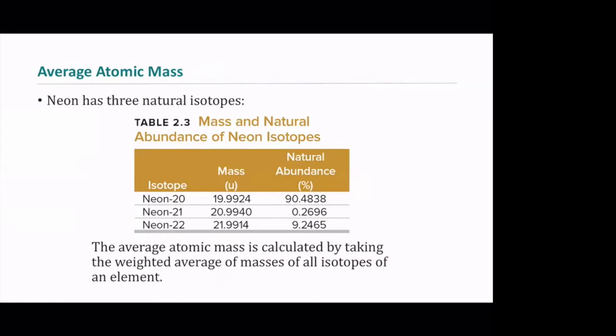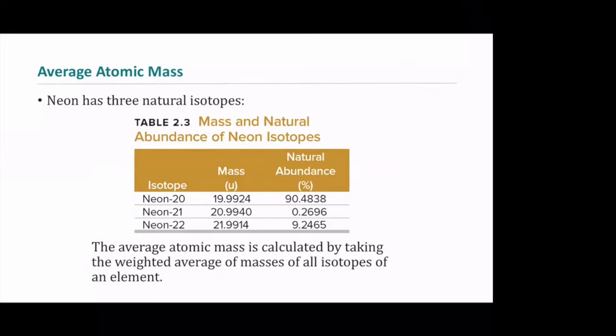Okay, so here's neon. I showed you 2 of them, but there are actually 3 natural isotopes of neon. Here they are with the mass in atomic mass units and their abundances. It's fairly common to have one isotope that's far more abundant than the others. Not always. Chlorine's pretty evenly split between 2 isotopes. But it's pretty common to see one isotope that dominates, with like 90% or more. That's the case for carbon. The average atomic mass is calculated.